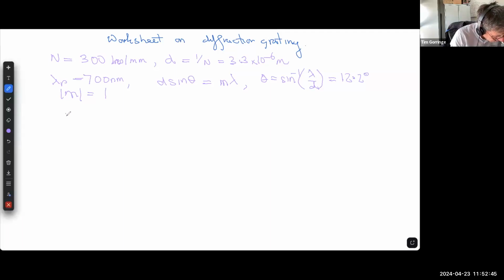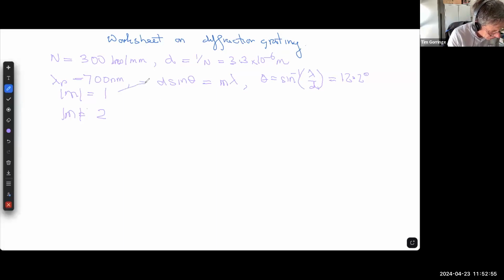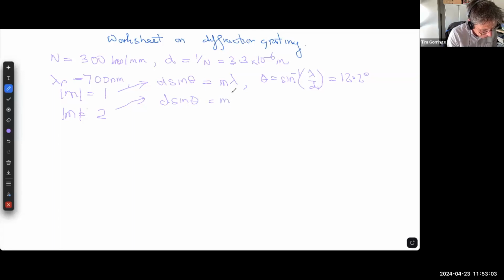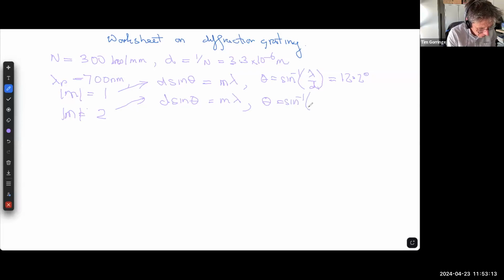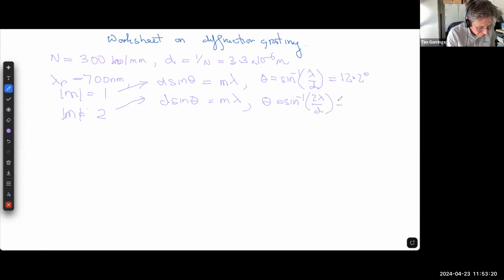For m equals 2, let's do the same calculation. So here, m equals plus or minus 2. We're going to use the same formula, d sine theta equals m lambda. We're going to rearrange it again. We want theta. Theta will be given by the inverse sine, arc sine, of the ratio of m lambda, which is 2 lambda this time, because m is 2, to d, the slit separation.